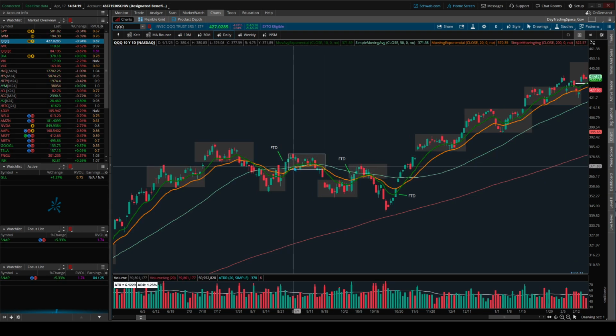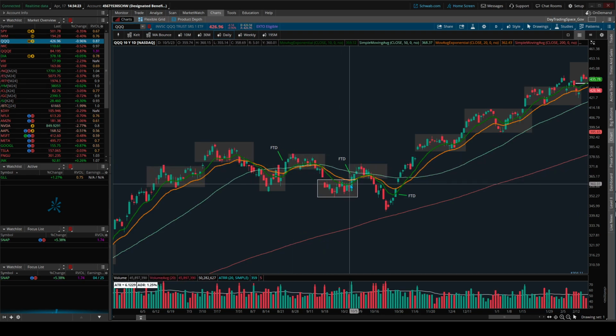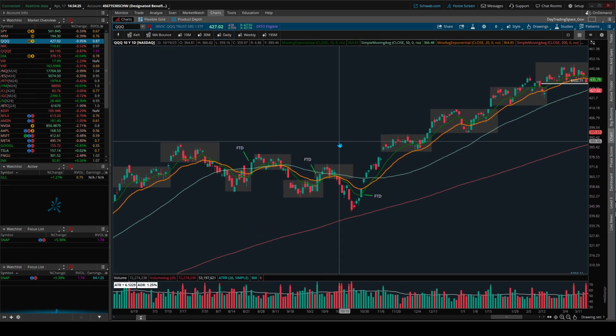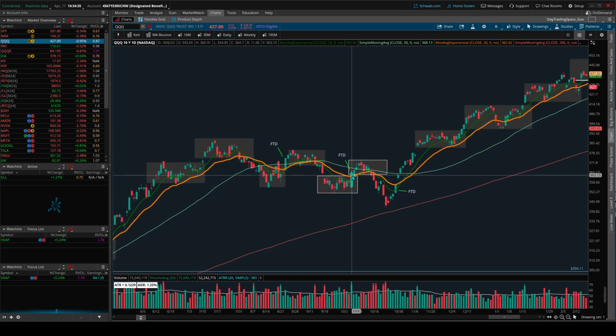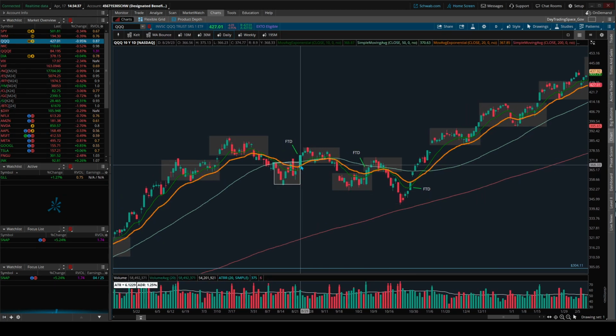Same thing here. Even though they fizzled out, they did lead to multi-day moves, and you could have got a good trade off of that. Also note that each time these follow-through days occurred, we were recapturing the short-term moving averages. So that's just another signal.